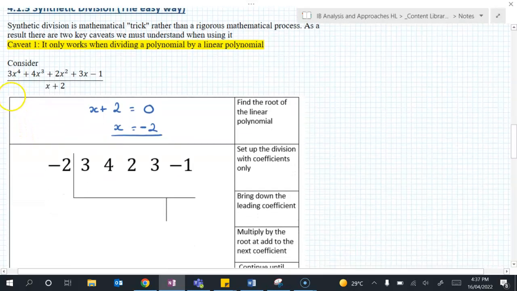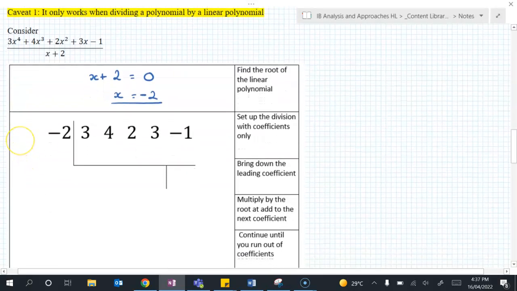Now, I then set up my division with the coefficients only. So yes, I have my root out the front, but instead of having 3x to the power of 4 plus so on, notice that these are coefficients only.